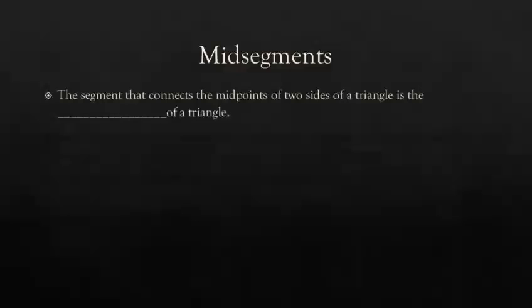So the segment that connects the midpoints of two sides of a triangle, if we're looking at this triangle, halfway in between, and then connecting those two midpoints, that's the midsegment of the triangle. And we have more than one in a triangle. If we mark the midpoint here, we can have one there and one there. So there are three midsegments of a triangle.